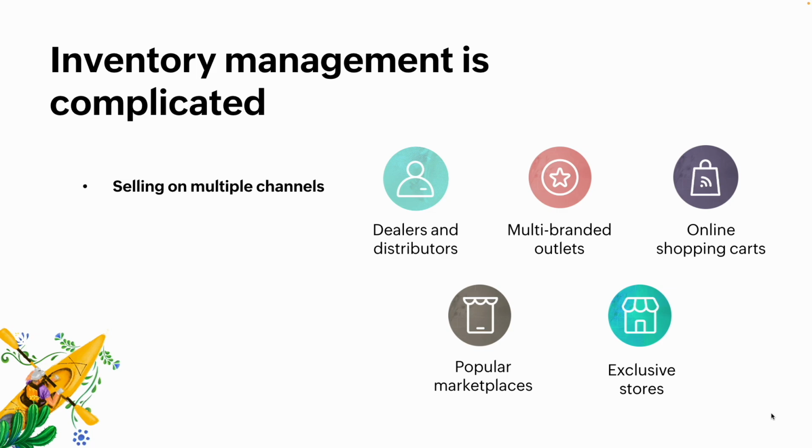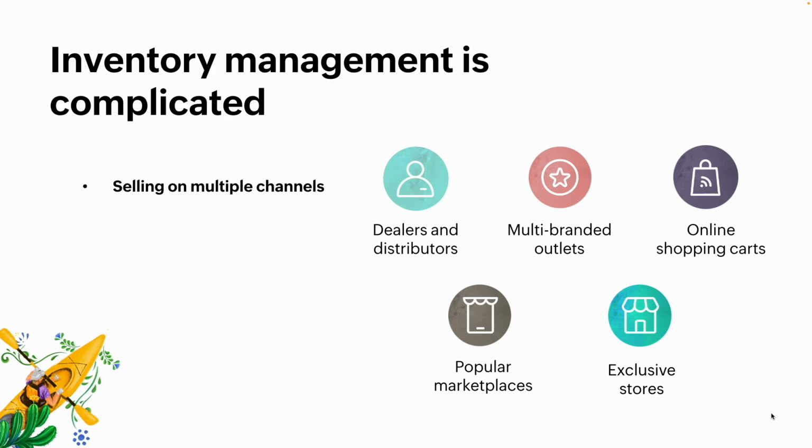So, like I mentioned, you'll have to sell on multiple channels. So what are the channels? You have dealers and distributors, that is one channel. You have multi-branded outlets where most of the footfall is happening, so you need to make sure that your products are listed there. You have online shopping carts, that is for your brand building. You have popular marketplaces like Amazon or eBay and Walmart where more footfall is happening online, right? So you need to make sure that your products are listed there as well. And then you have exclusive stores, again, for brand building. So both these things should happen in parallel. You need to make sure that you're selling on multiple channels.